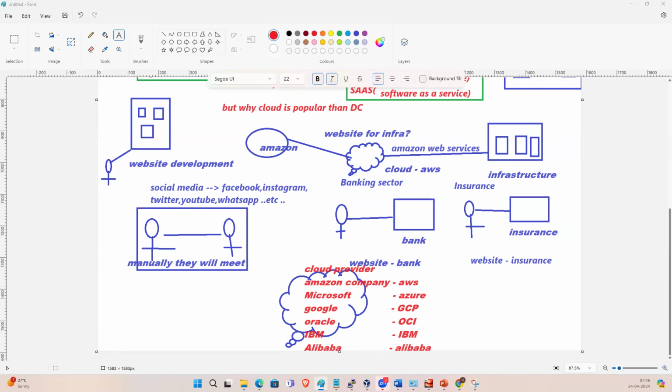So who created the first cloud? Amazon. Amazon got the task to create a website for the data centers, and they created it as a cloud. They called it a cloud, and they created AWS, Amazon Web Services. Guys, understood?